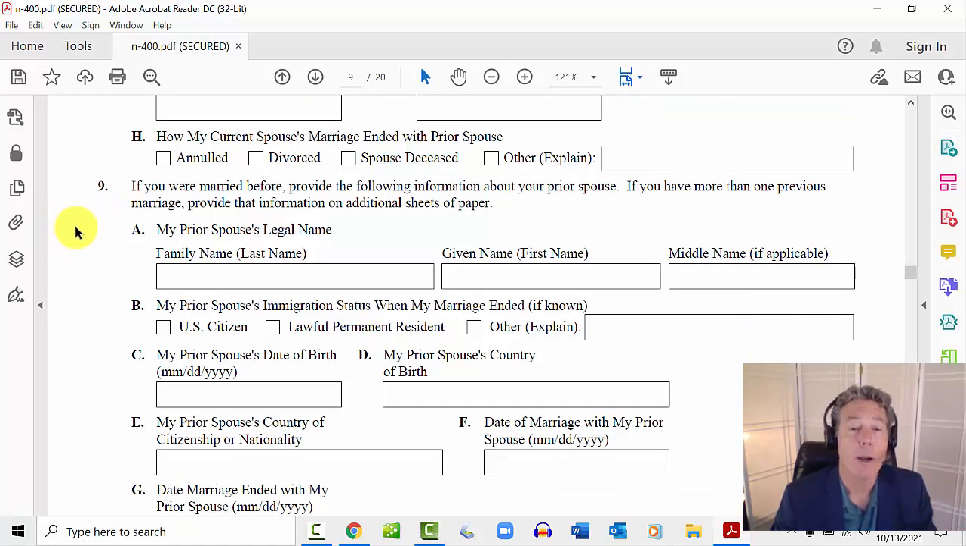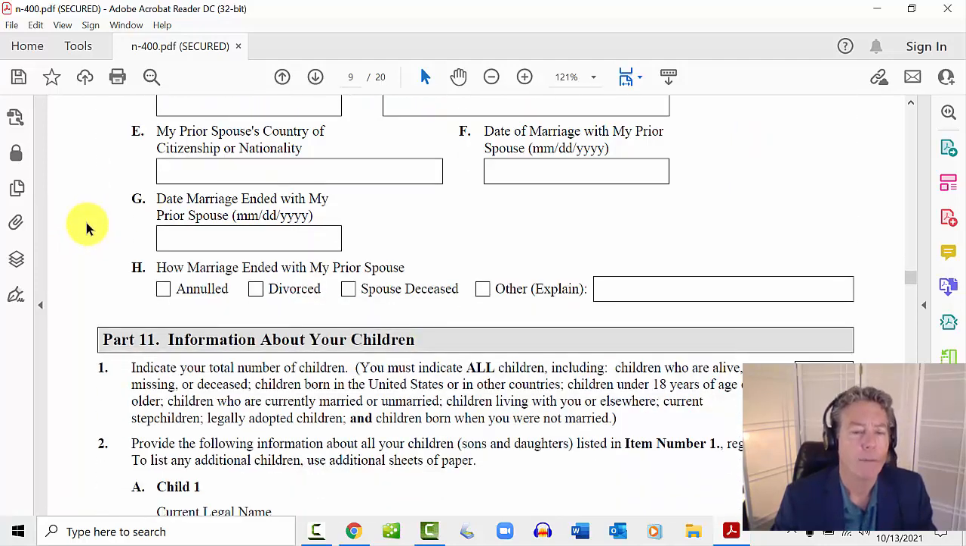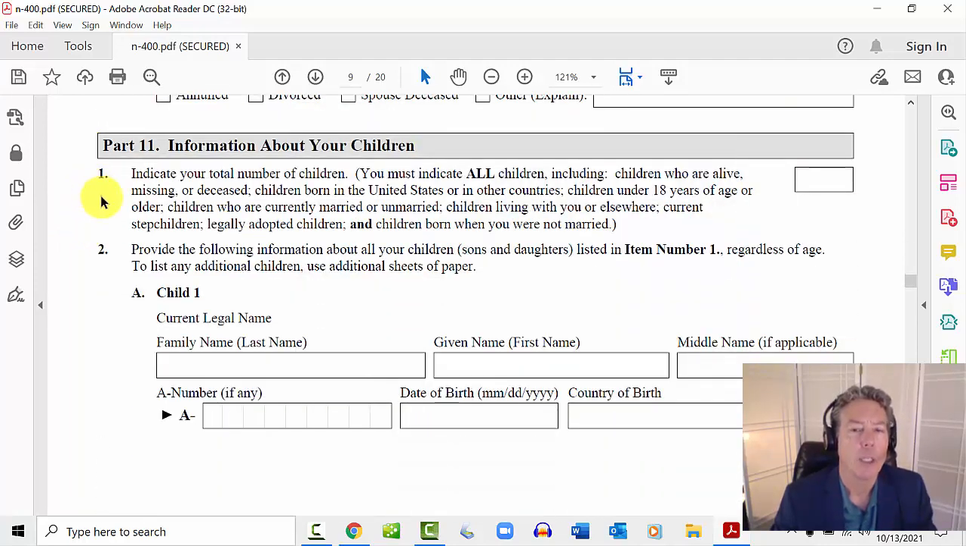If you were married before, provide the following information about your prior spouse. So now you go through all your stuff. Here we have about the children. Now look at this. Indicate your total number of children. You must indicate all children, including children who are alive, missing, or deceased. Children born in the United States or in other countries. Children under 18 years of age or older.